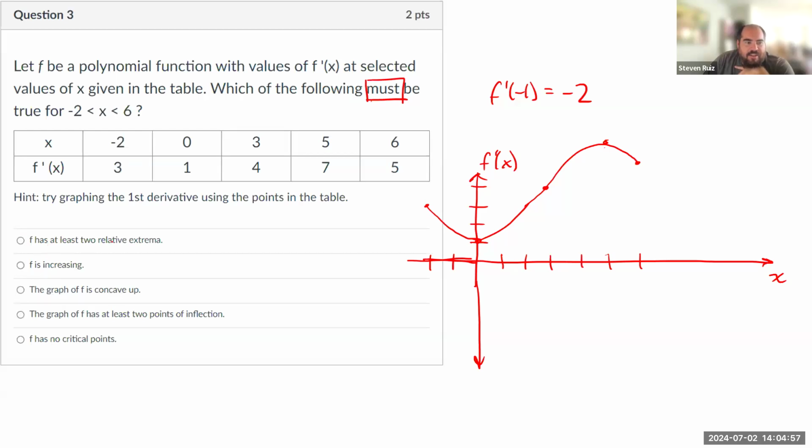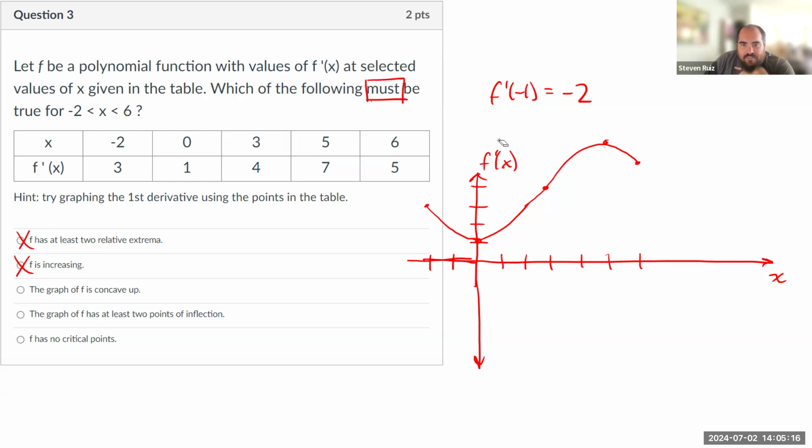And I should probably revisit the first one here. I said that f could not have two relative extrema. It might, but I also give a case where it doesn't. So the fact that I can give that case means that saying that it must be true is impossible. The graph of f is concave up.